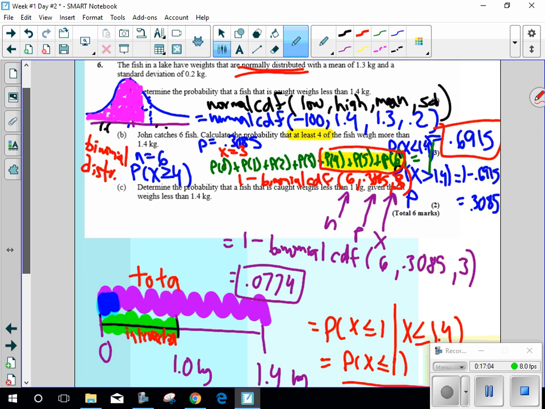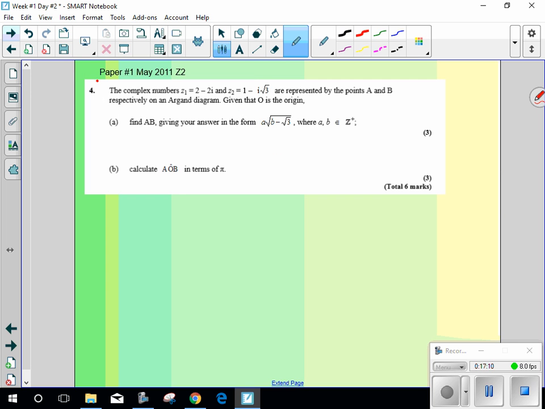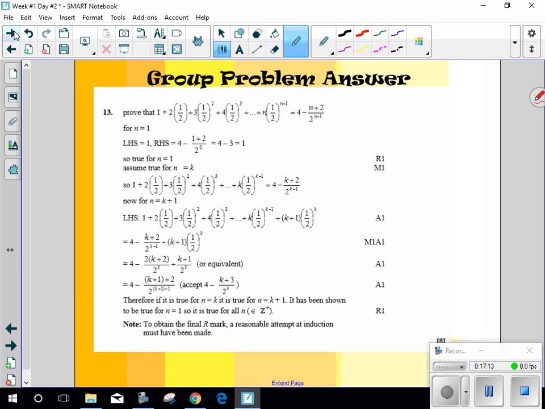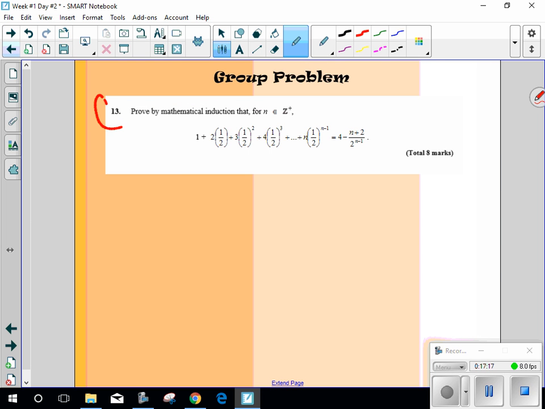Okay, the shorter ones we're going to get some experience on next. You're going to do number 6, 4, and there's a group one, the math induction problem.